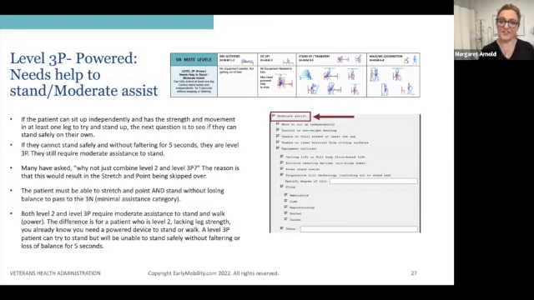The reason is that this would result in the stretch and point being missed and skipped over. And this is one of the big changes with the mobility screen, is we check the leg strength before we stand up.